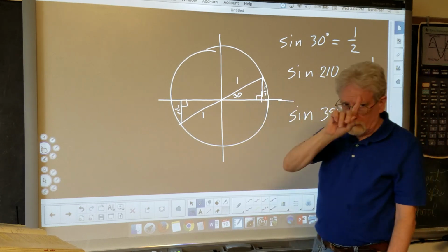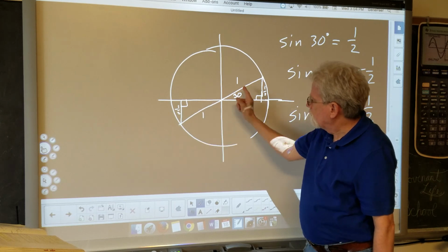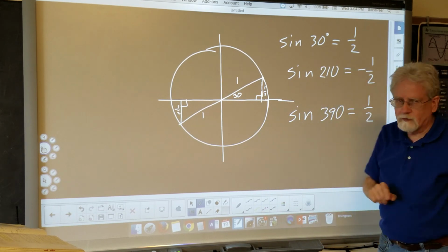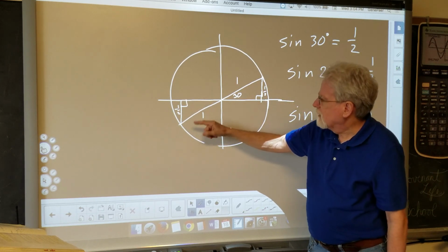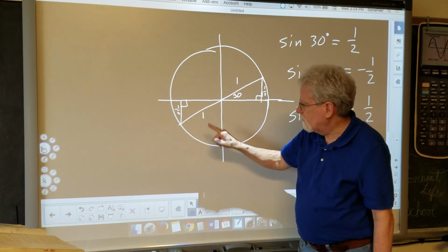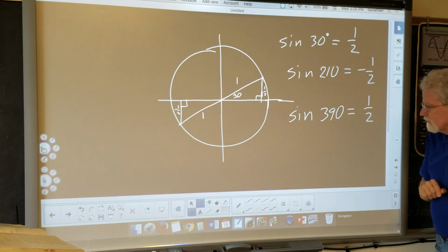Now let's also look at 30 plus half a circle, plus another 180, for a total of 210. So the sine of 210 is what? Well, this time the opposite is negative 1/2, hypotenuse is 1, so the sine of 210 is negative 1/2.